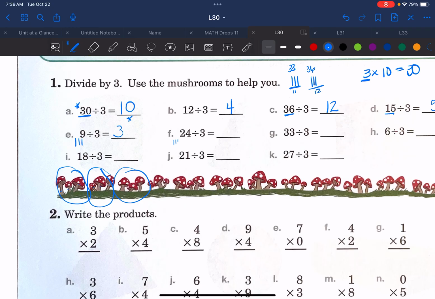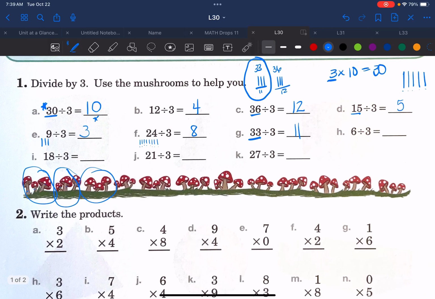3, 6, 9, 12, 15, 18, 21, 24. Now I have to count them. 1, 2, 3, 4, 5, 6, 7, 8. 24 divided by 3 is 8. All right, now I have a 33. Remember, once we got 30, we knew that it was going to be over 10 groups. So if I look back up here, I already did this one, and it was 11 groups.